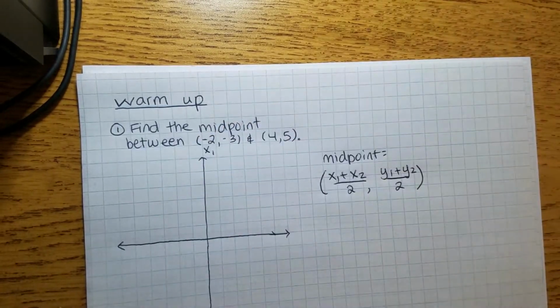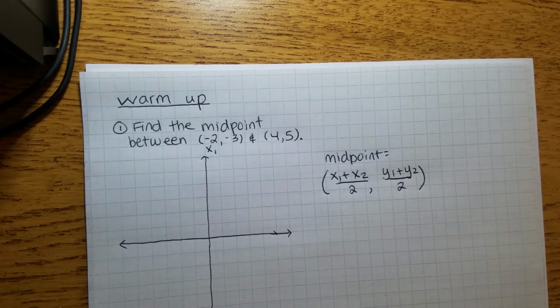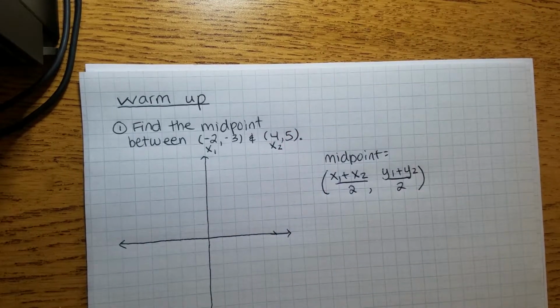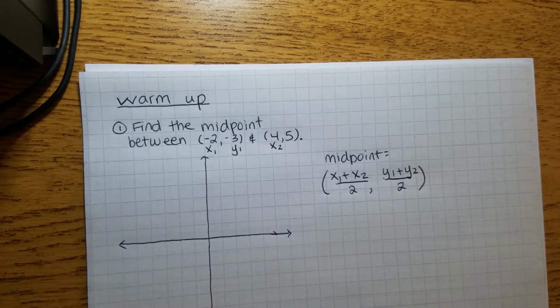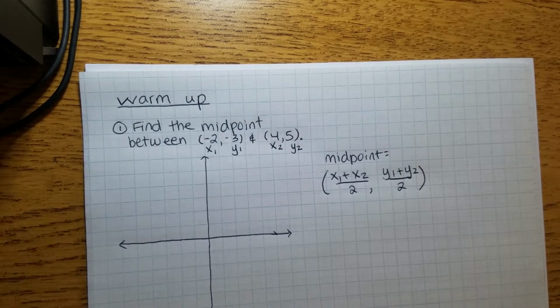How do you know that -2 is x1? It's the first x coordinate. Which one is x2? 4. It's the second x coordinate. Which one is y1? -3. Which one is y2? 5. If you need to label them, you can label them. If you can do it without labeling them, then of course skip that step.